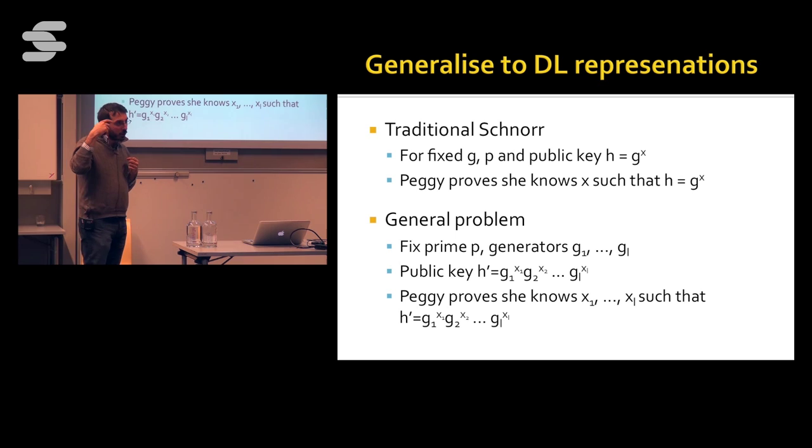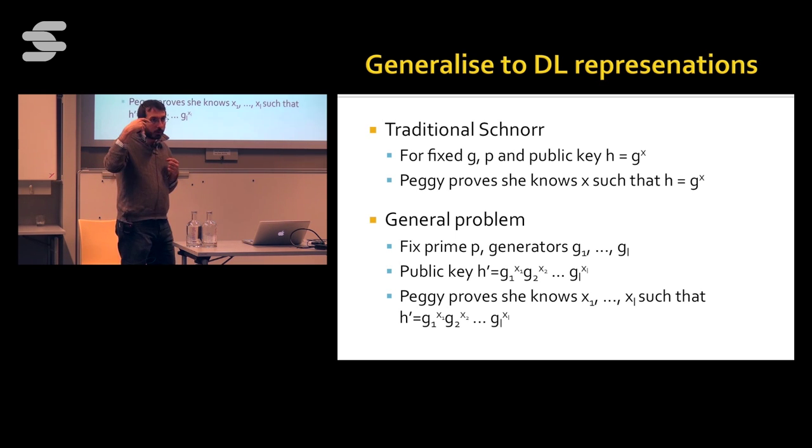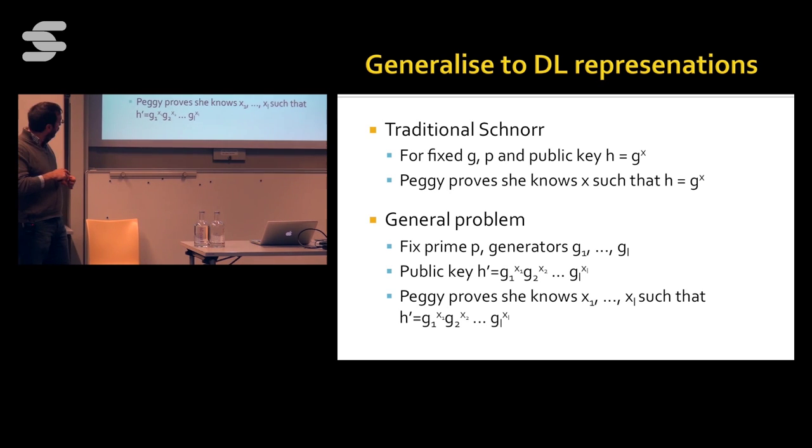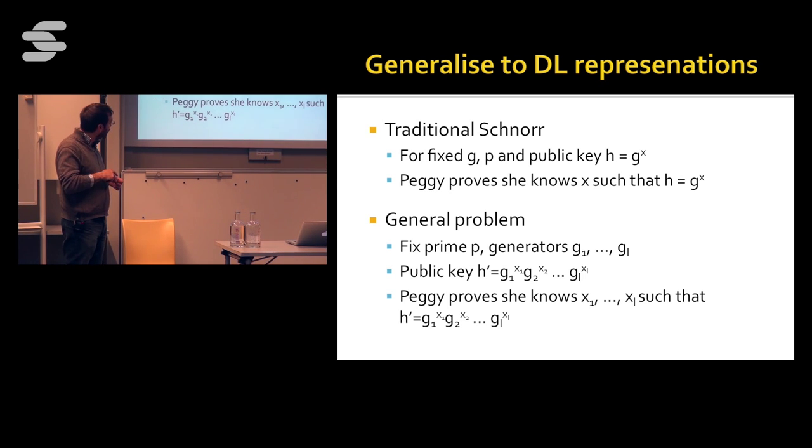And now, your imagination can already start going forward a bit. What we're going to do down the line is say that this H prime is actually going to be your passport. And these G1 to GL are just public big parameters, no secret here. But these X's are actually going to be the attributes. This is going to be your first name. This is going to be your second name. The next one is going to be your date of birth, and so on.